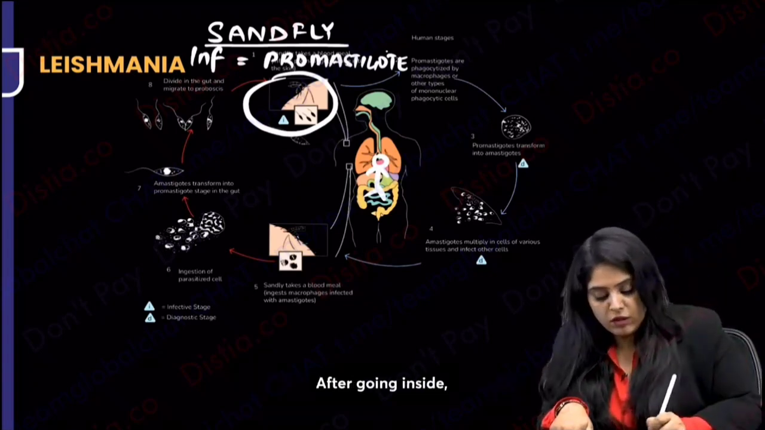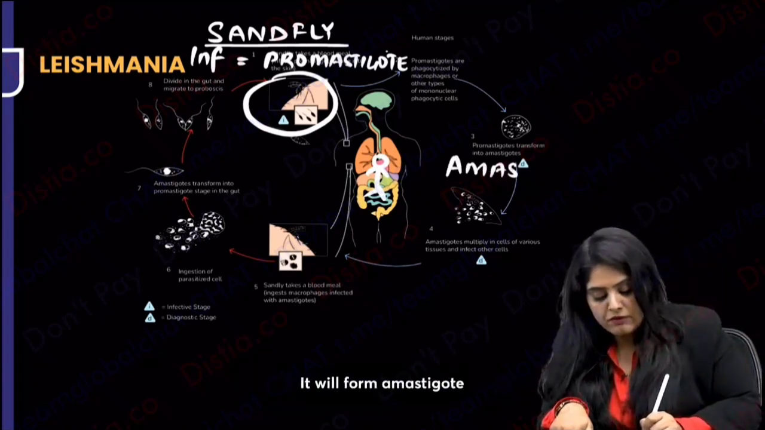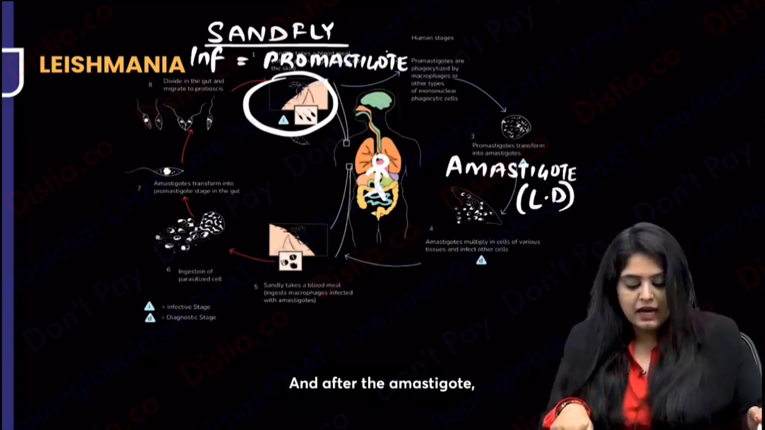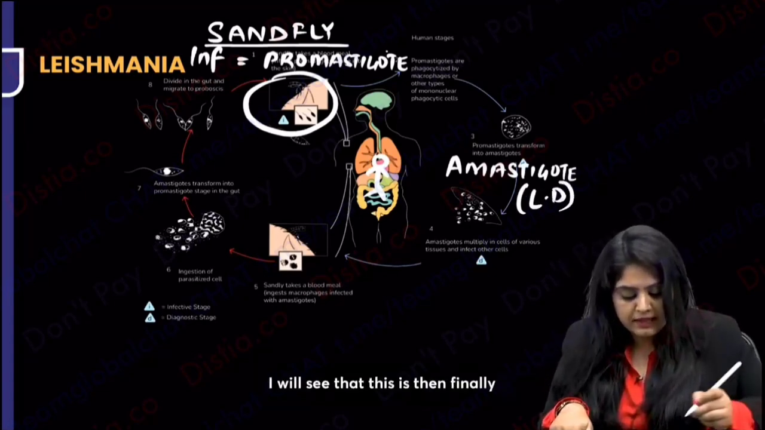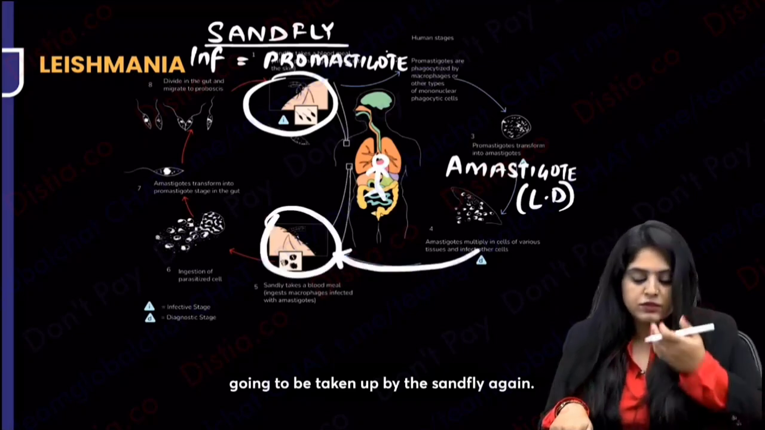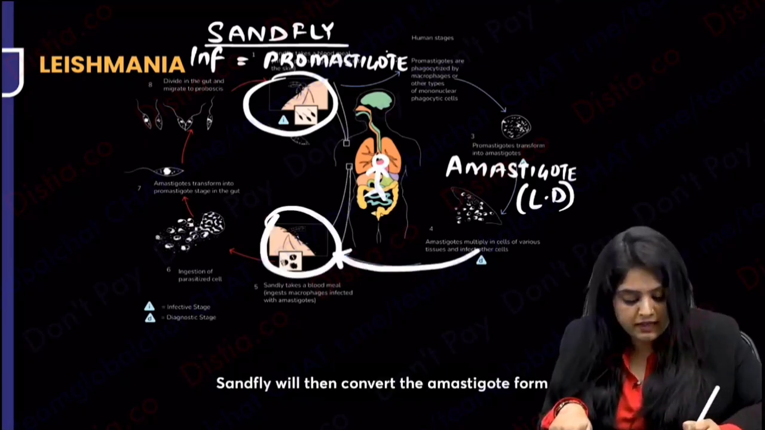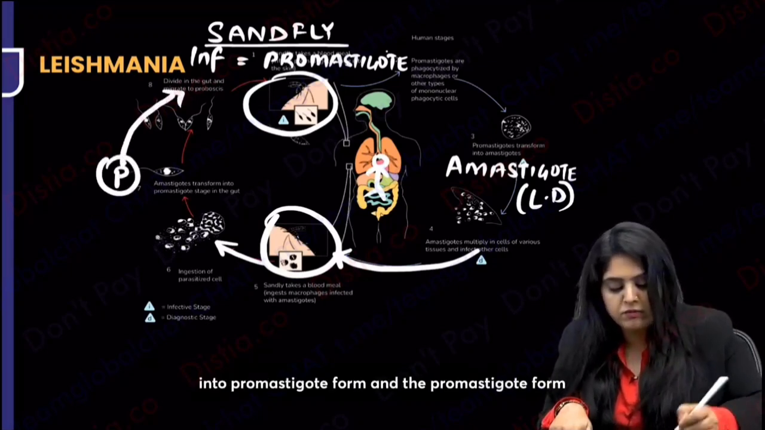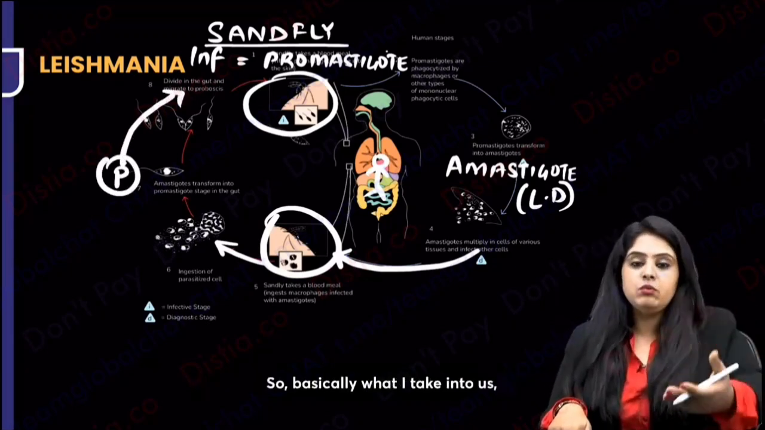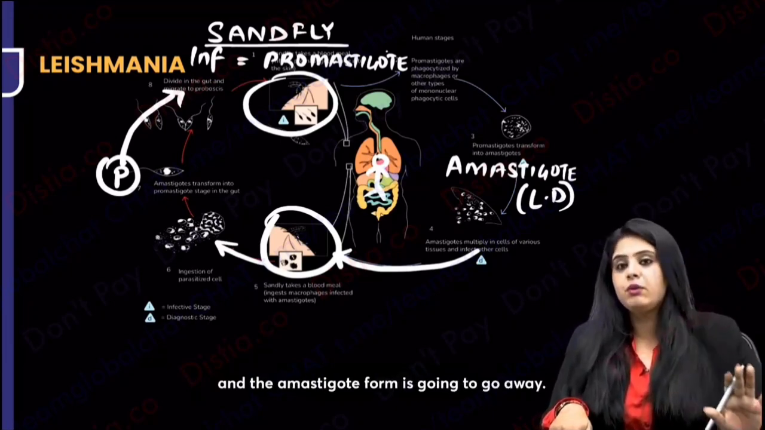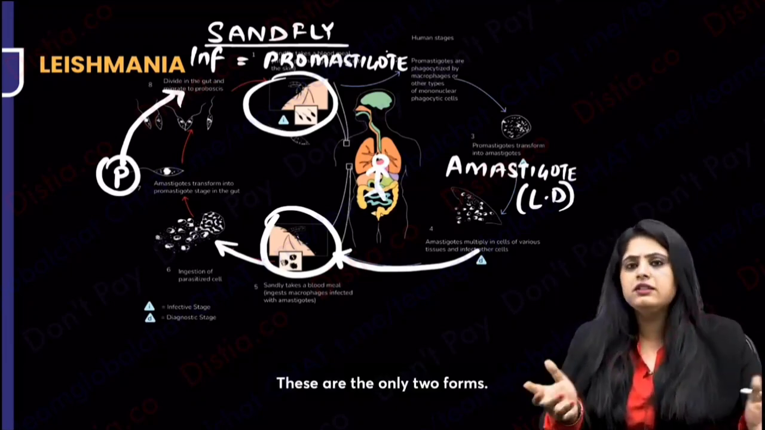After going inside, what will it change into in your body? It will form the amastigote, that means the LD bodies, the amastigote. And after the amastigote, I will see that this is finally taken up by the sandfly again. So the sandfly will take it up, the sandfly will then convert the amastigote form into the promastigote form, and the promastigote form will be given back to me. So basically, the pro form is infective and the amastigote form is going to go away. Simple. These are the only two forms.